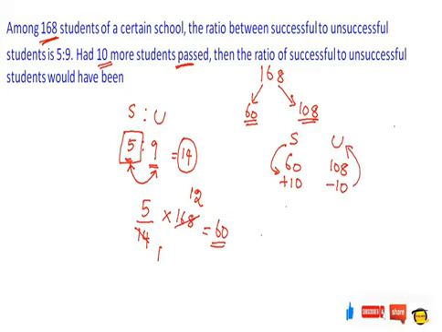So what is going to be the new number of successful students? 70, and the new number of unsuccessful students is going to be 98. Now let's find the ratio between these two terms. So we can reduce both the terms by using 2, which will give us 35 and 49. And again, these two terms can be reduced by 7. So the new ratio should become 5:7. So the ratio between successful and unsuccessful students after the change is 5:7.